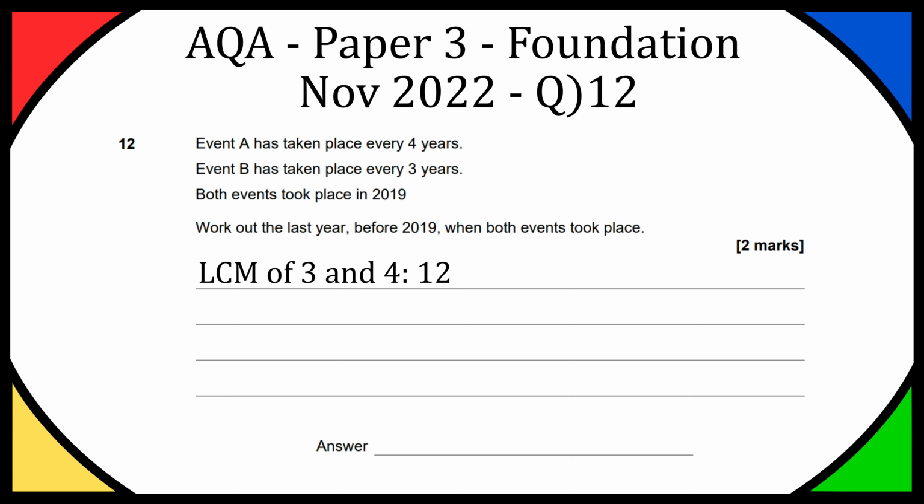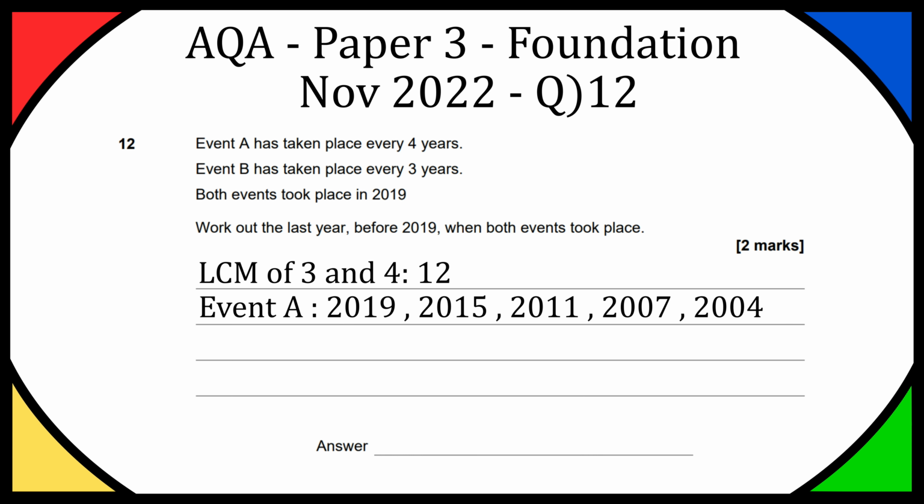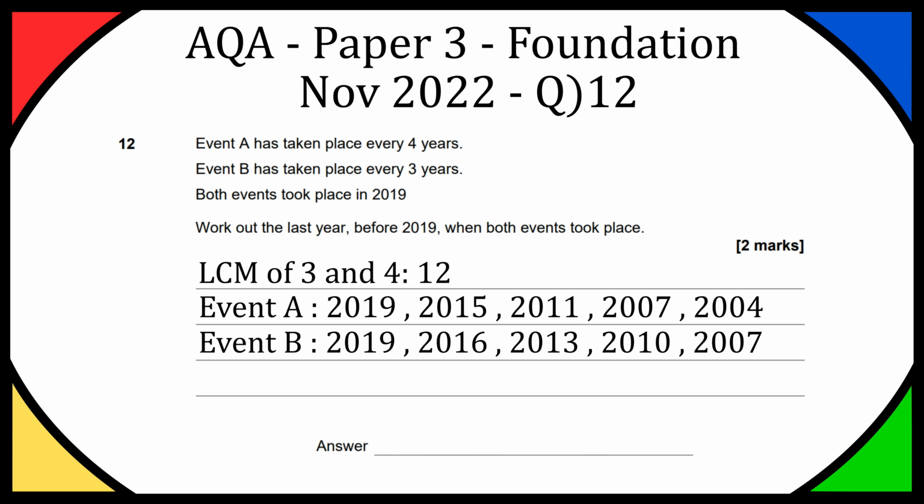So the other technique is writing out the years of event A and event B and basically just visually looking at when they first match. So for event A we have 2019, 2015, 2011, 2007, etc. We're just subtracting 4 years each time. And then for event B, we're just going to subtract 3 years each time. And you can visually see that the first time they both match is 2007. So that's also another technique you can use.